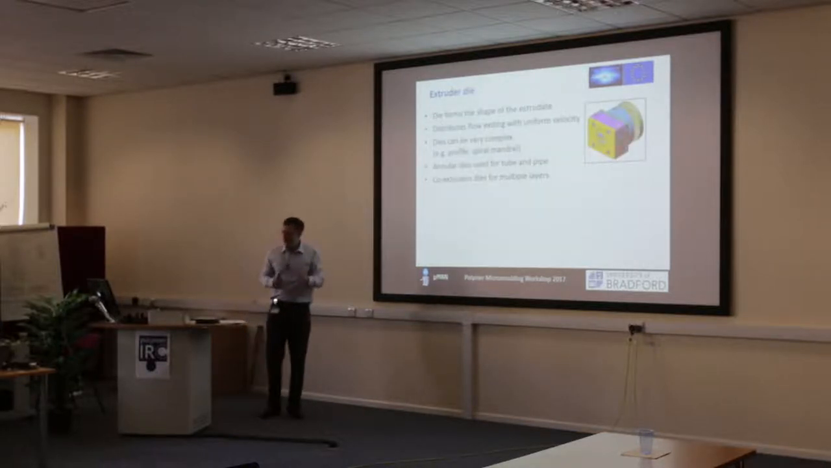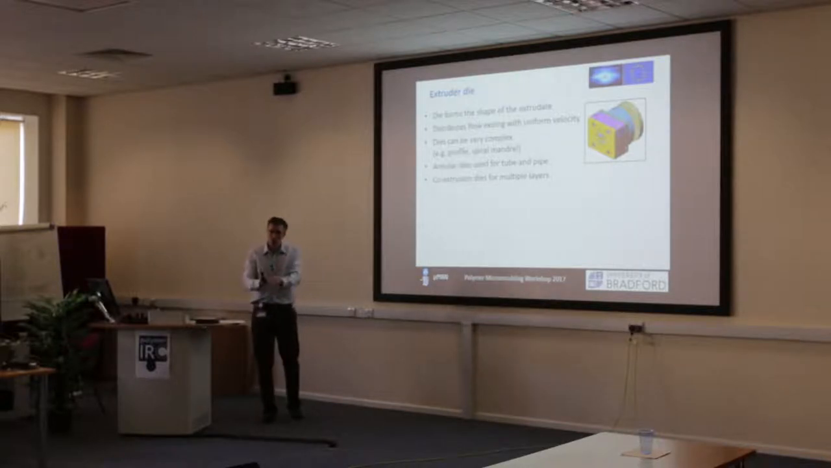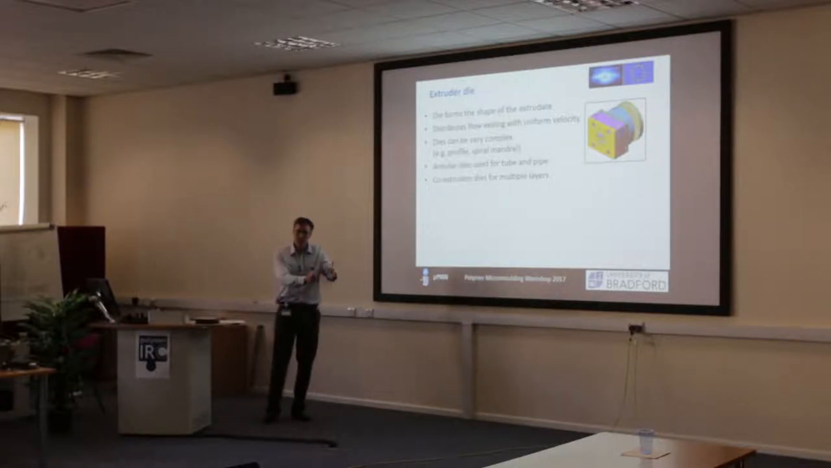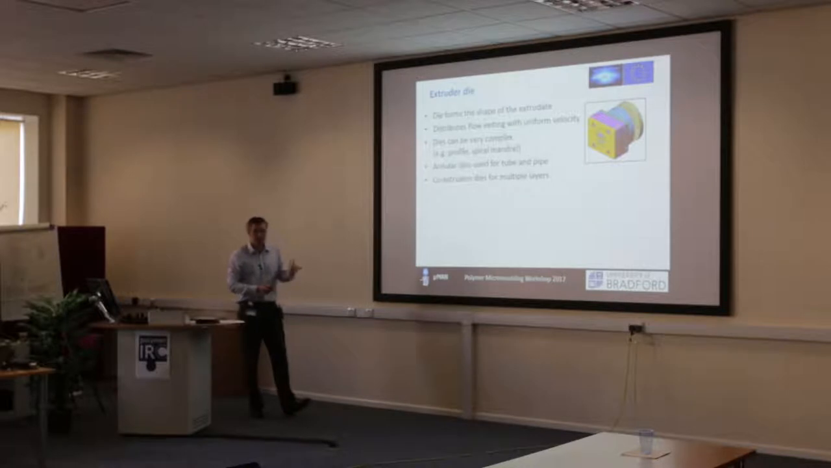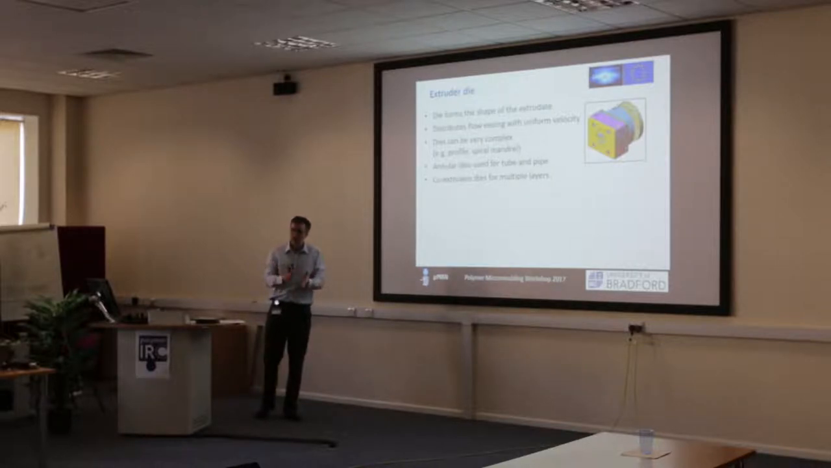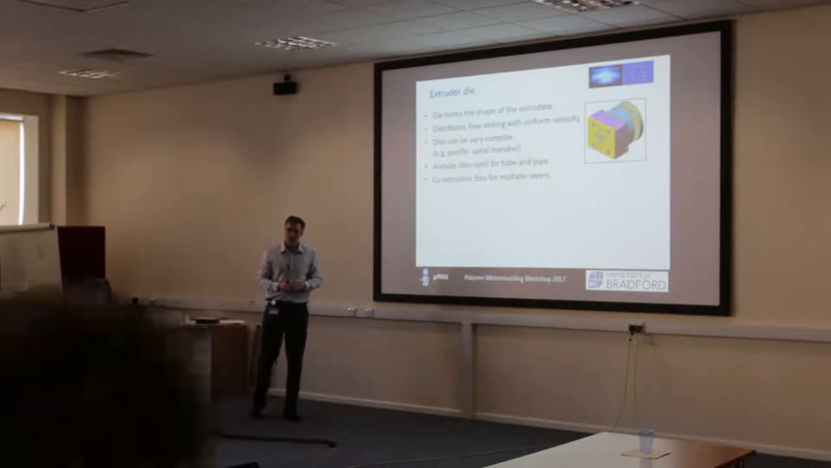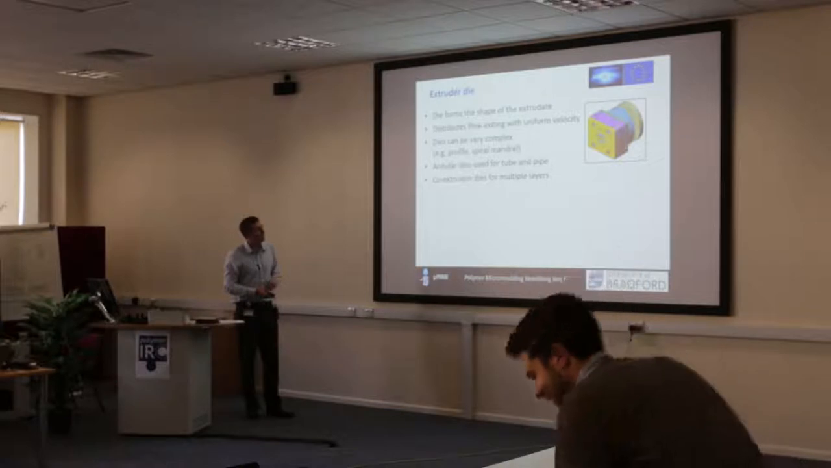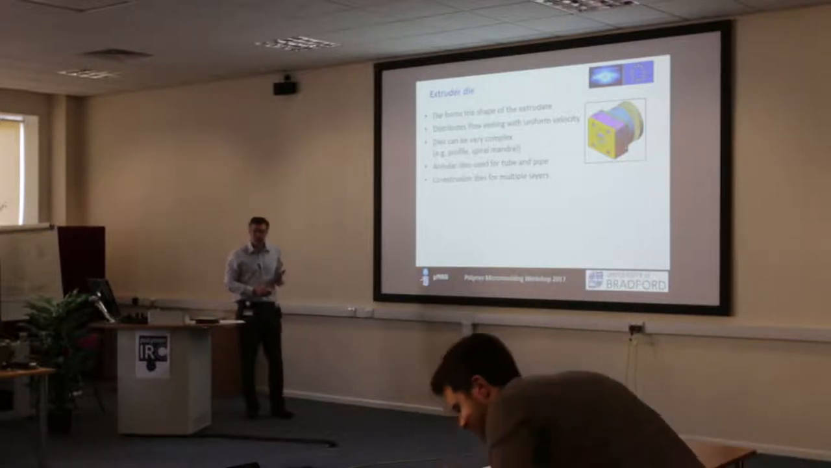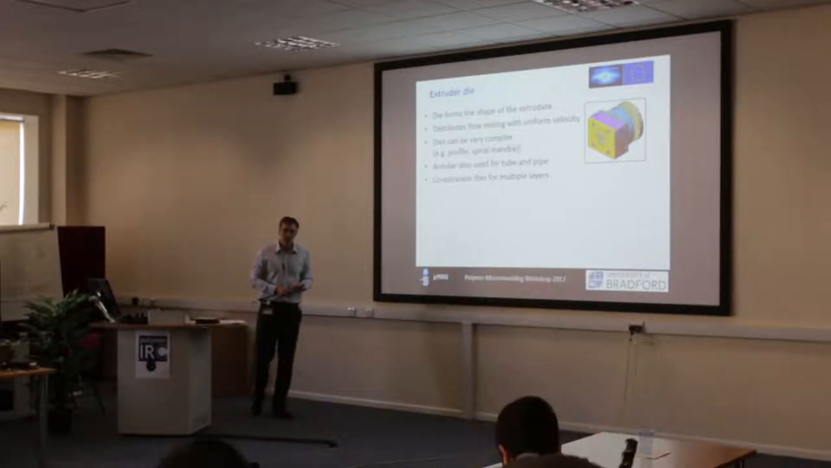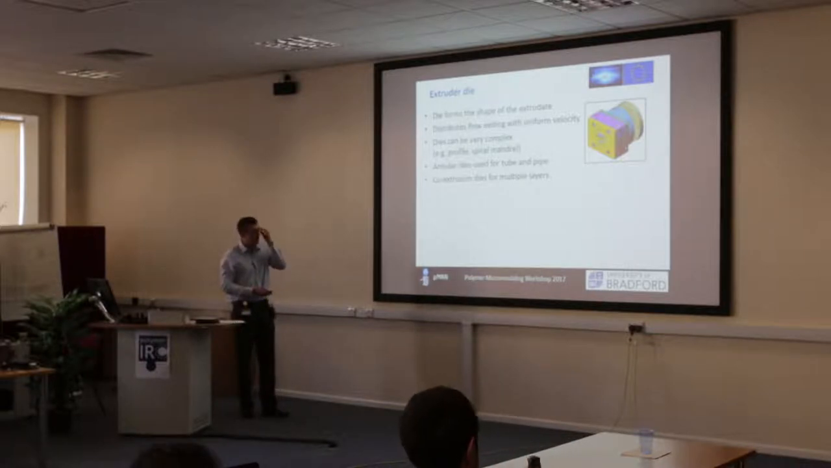Onto the die design. At the end of the extruder screw, once we've got our molten polymer and it's been pumped out continuously by the extruder screw, we need a die. The die forms the shape of the product. It has to distribute the flow evenly. We don't want any stagnation regions. The dies can be quite complex in shape, and they can be hollow.